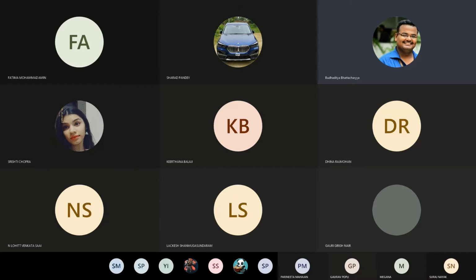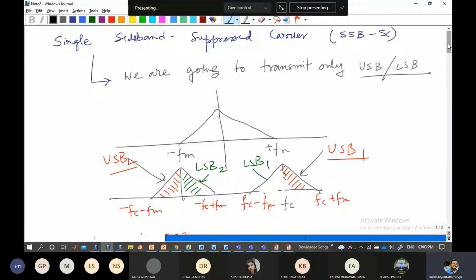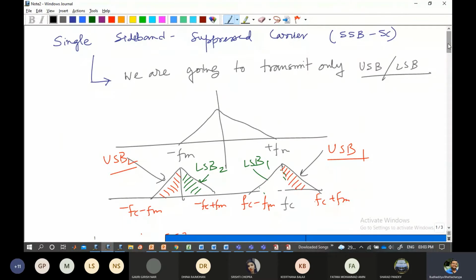In order to do that, the single sideband suppressed carrier was discussed, where we are suppressing the carrier as well as one of the sidebands. Let me show you the previous day's class where we were. This was the diagram and this was the consideration, and the main factor was that we were transmitting only the USB or the LSB.